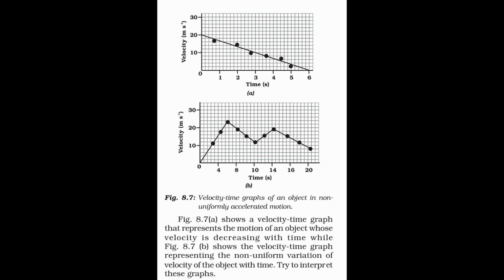Speed time or velocity time graph is a zigzag curve. The body is under uniform acceleration and retardation alternately. It is clear from B part of figure 8.7. Both are examples of non-uniform motion.